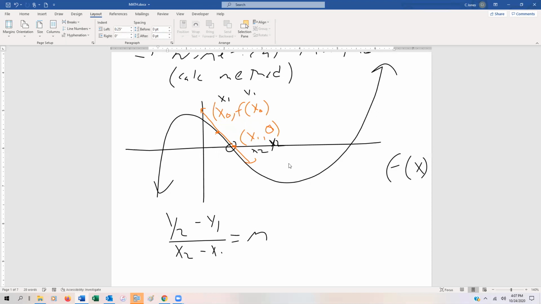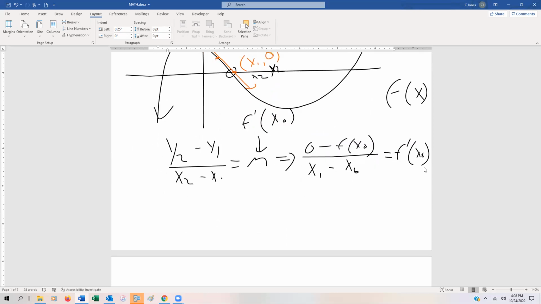All right, and so we can just plug in, and we know that the slope is really f prime at x naught. Remember, to find the slope at a specific point, you just take the derivative of the function and substitute the value back in. So we could replace this with 0 minus f at x naught, divided by x1 minus x naught, and that's going to be equal to f prime at x naught.